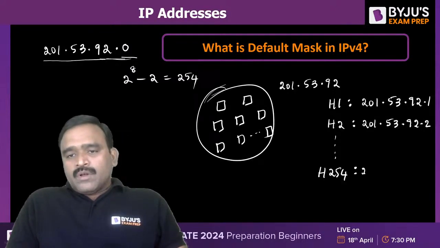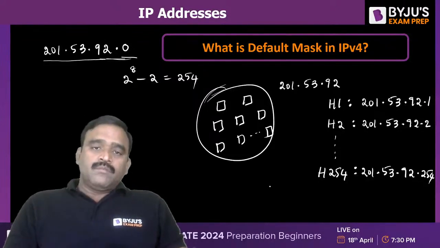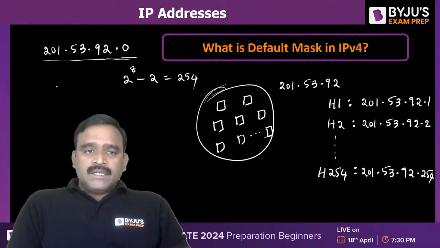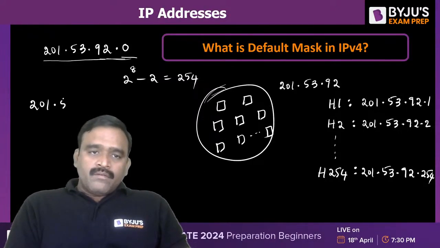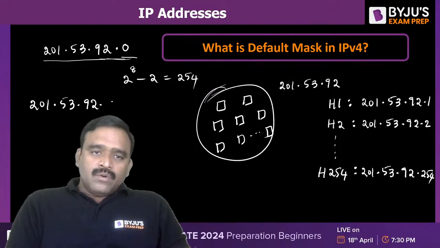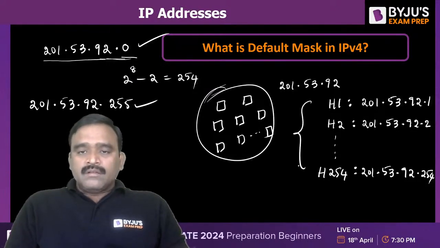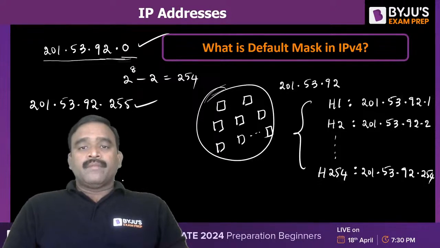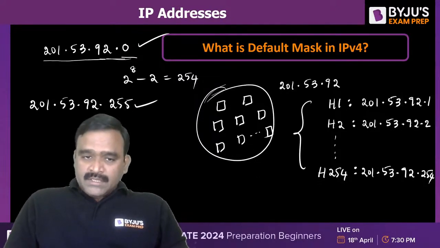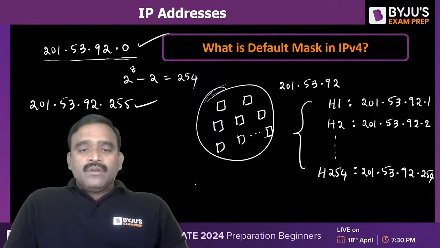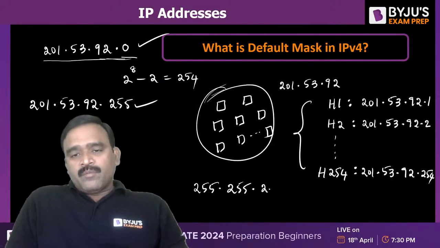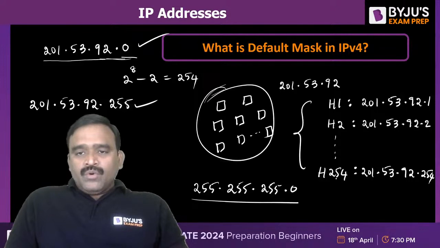So the last host is 201.53.92.254. Total 254 hosts for this network. And what is the broadcast address? 201.53.92.255. This is the broadcast address, this is the network address, and these are all usable host IP addresses in this network. Hope you understood. What is the default mask for this particular class C? 255.255.255.0.